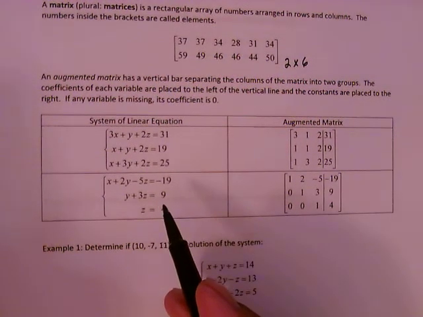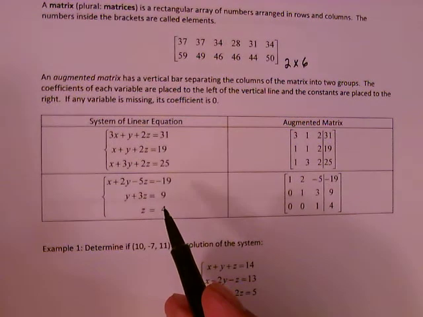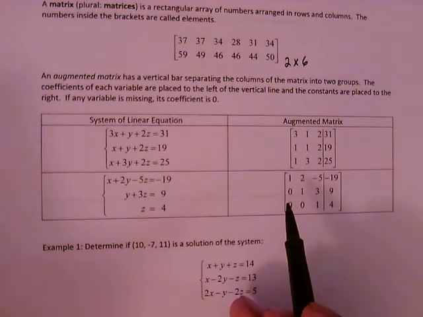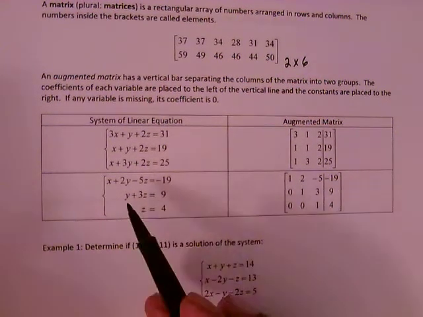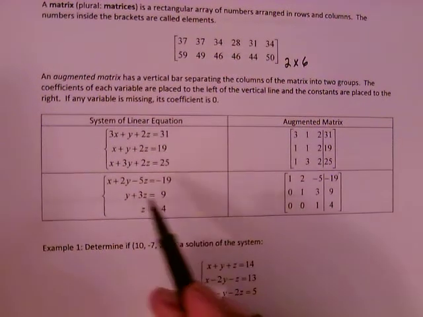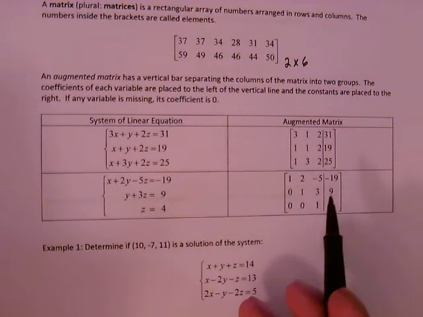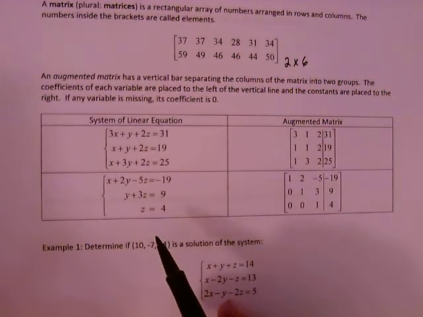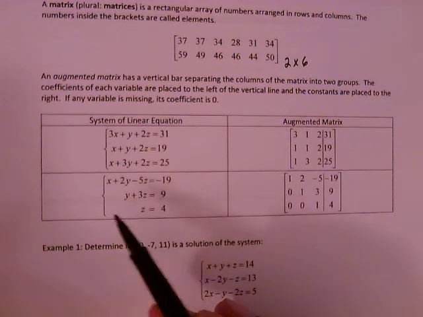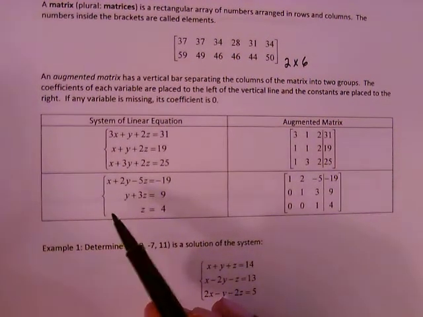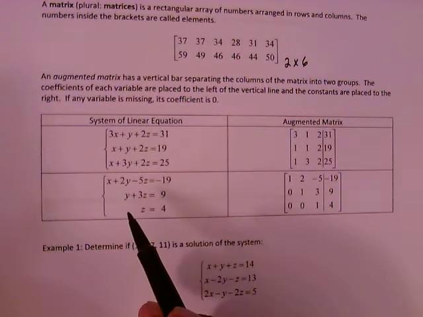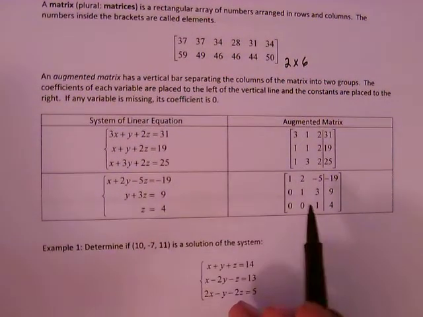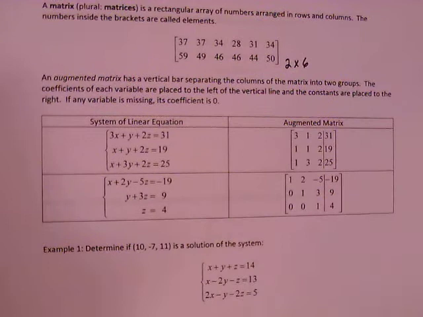The next equation, y plus 3z is equal to 9. We're missing an x term here, so we put a 0 for that coefficient. For the y, it's the understood 1. For z, it's 3, and the 9 goes behind the vertical bar. And then finally, z is equal to 4. In this case, we're missing an x and a y term. So for the missing x term, we put a 0, and for the missing y term, a 0 goes there. The z coefficient will be 1, and the constant term of 4 goes behind the vertical bar.